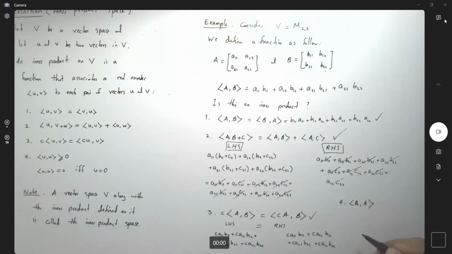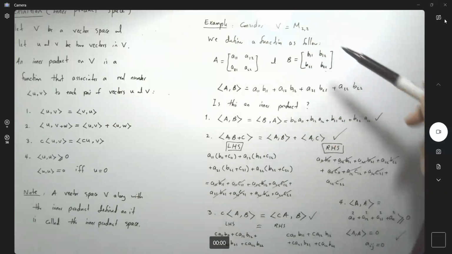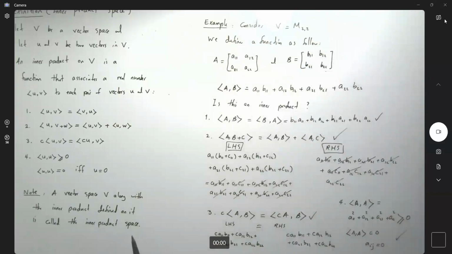The inner product between A and A is equal to A11 squared plus A12 squared plus A21 squared plus A22 squared, which is obviously the sum of all positive values. It is larger than or equal to 0, and it is 0 only if all elements are 0, that is, Aij is equal to 0. So we just showed that the vector space of all 2 by 2 matrices along with this function forms an inner product space.